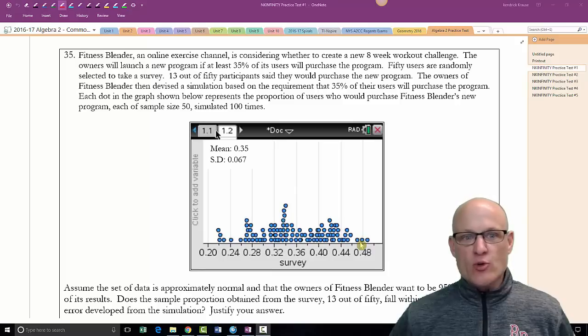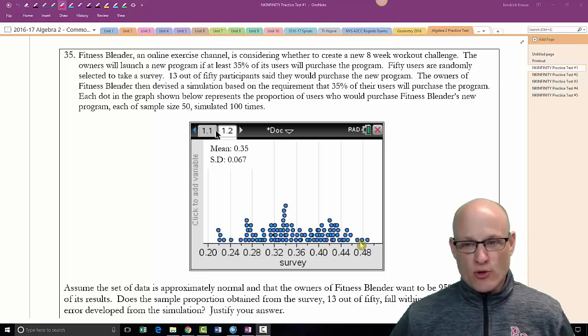The owners will launch a new program if at least 35% of its users will purchase the program. 50 users are randomly selected to take the survey. 13 out of 50 participants said they would purchase the new program.